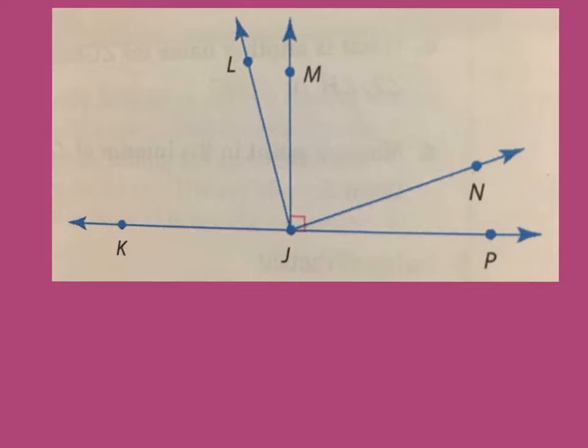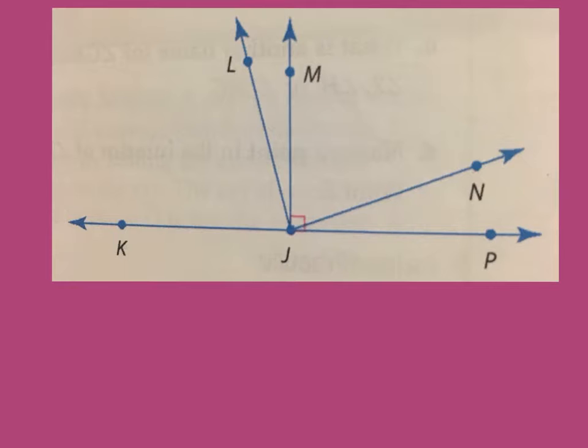Now I'm going to look at LJP. I'm going to think, is this acute, is it right, or is it obtuse? Well, I just got done doing MJP, and I knew that MJP was a right angle. LJP is a little bit beyond that. It's a bigger angle, and anything bigger than a 90-degree angle is obtuse. So LJP is an obtuse angle.